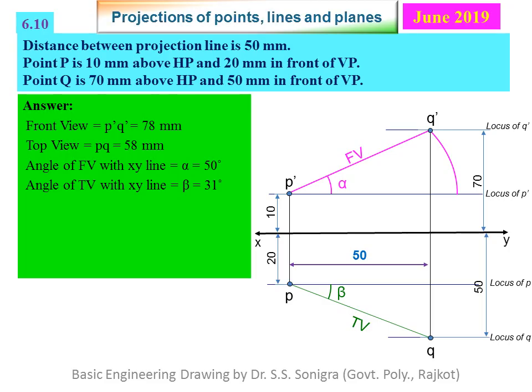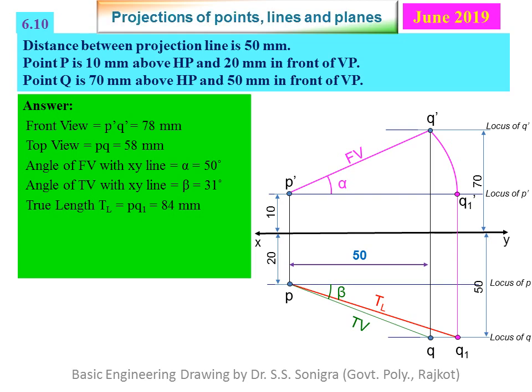Now after drawing the front view and top view, to draw the true length, make this front view parallel to the XY line. For that, take P dash as a center and P dash Q dash as a radius, and draw an arc that will cut the locus of P dash at a point Q1 dash. From this point Q1 dash, draw a straight vertical line that will cut the locus of point Q at this point, name it point Q1. Join P with Q1, that is the true length of the given line PQ. Measure the length PQ1, that is equal to 84 mm in this case.